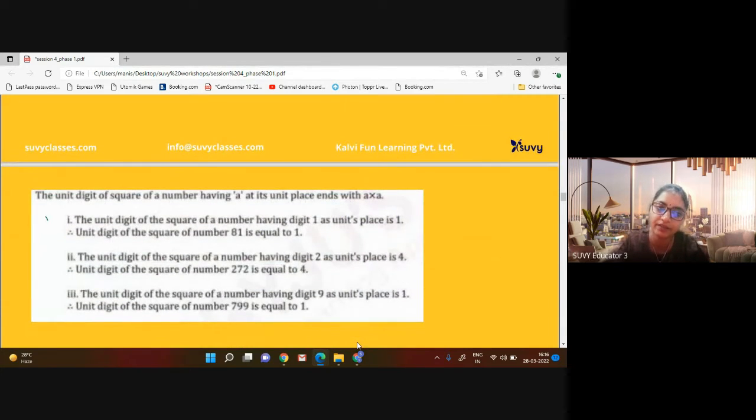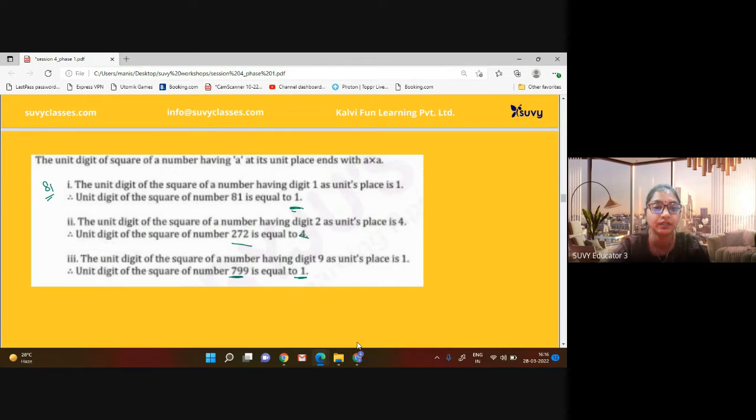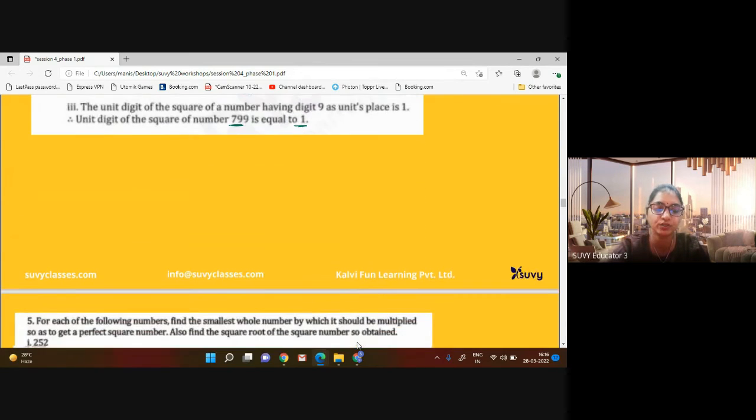Very first, we are having 81. So the unit digit of a square number having digit 1 at the unit place. So the unit place of the square of the number 81 is equal to 1. Right? Then the unit digit of the square of a number having digit 2 at the unit place is 4. So it means the unit digit of the square of 272 will be 4. In the same way, you are having 799, so the unit digit will be the square of 1. Clear? So you just have to square the last digit of the given number because you want to get the square of the number.